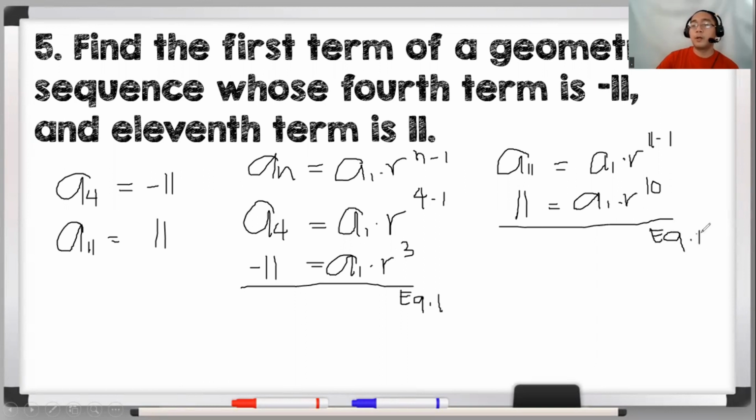Now, what would be our rule to get the common ratio r? All you need to do is divide equation number 2 by equation number 1, and the result of this division is the common ratio. So let's start dividing now: equation 2 divided by equation 1.